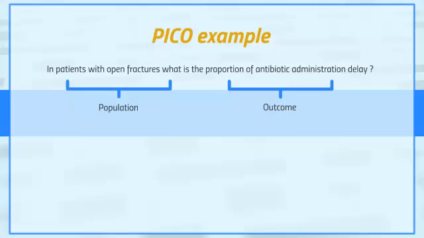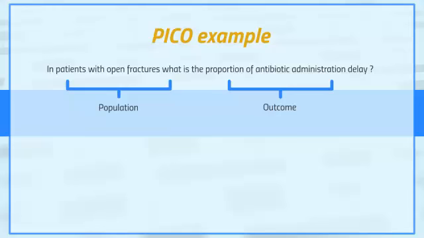And the outcome, okay, at least we know it's a proportion. But what is antibiotic administration delay? Is it a delay of 1 day, of 2 hours, of a week? We don't know. It might have two elements of the PICO question, but it's still very broad and non-specific. So let's try and upgrade this question.